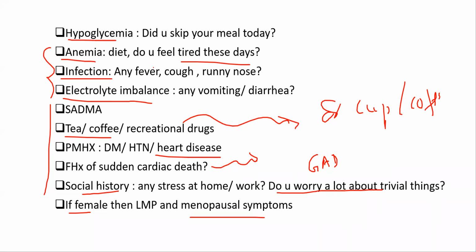For medication, do we need to ask all the names of the medication? No, you just say, are you on any medication? If the patient can say, then the patient will give it to you, otherwise no need.